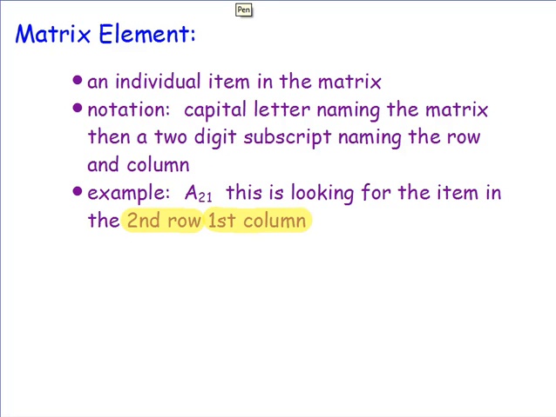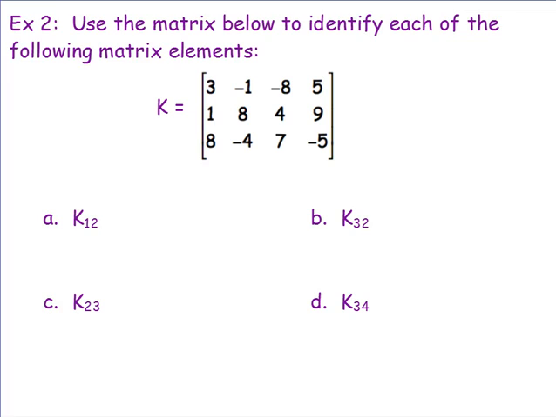So let's take a look at applying this concept. We have a matrix here. It is named matrix K. Any capital letter can be used to name a matrix. So our first item is looking for K12. This is the row, and this is the column. So we need the first row, which is up here, and we need the second column. So first column, second column. So that answer is -1. And that's all you have to do.